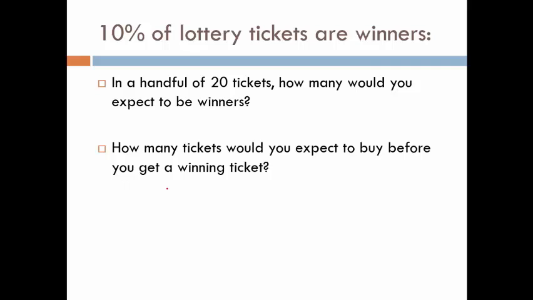So here's what we're after today. Suppose 10% of lottery tickets are winners. If you buy 20 tickets, how many would you expect to be winners? Right, all of a sudden, here's this term we've seen before. How many tickets would you expect to buy before you get a winning ticket? So we're going to take a look in this particular lesson at expected values. Remember, expected value is just another name for the mean.